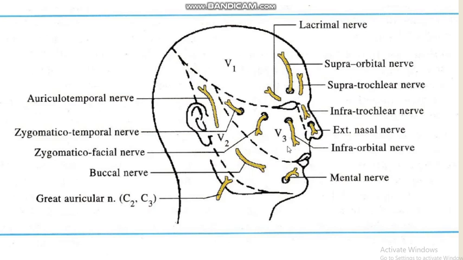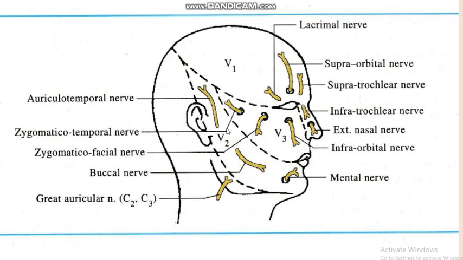Next we go to the maxillary division. In the maxillary division you can see there is an infraorbital nerve, zygomaticofacial nerve and zygomaticotemporal nerve. Now this infraorbital nerve is quite a large nerve. It supplies a considerable area including that of the upper lip and a little part of the side of the nose. It forms an infraorbital plexus with the zygomatic branches of the facial nerve.